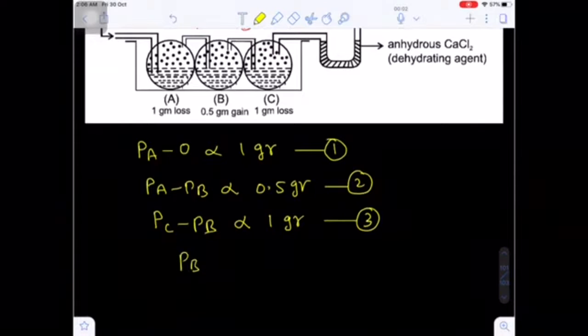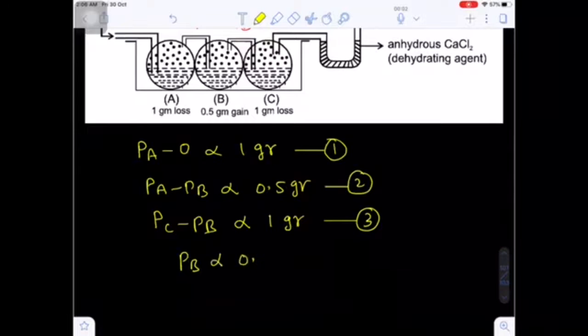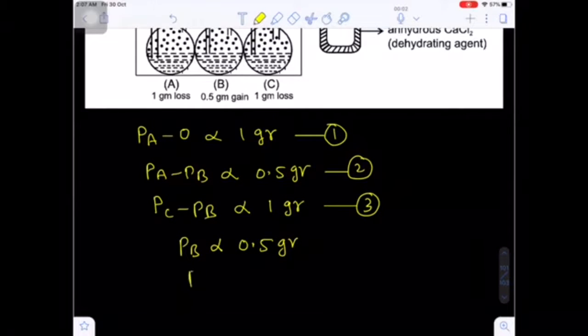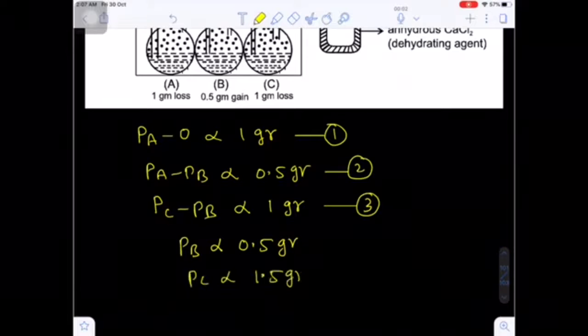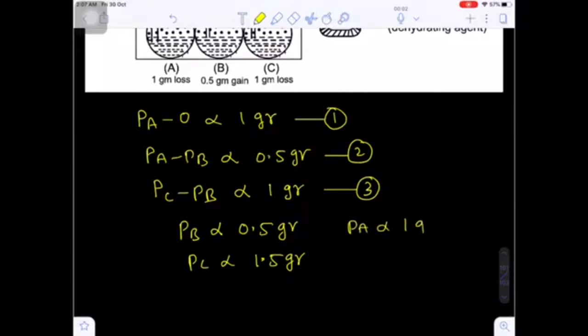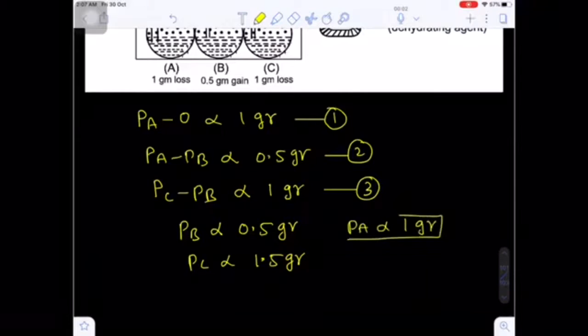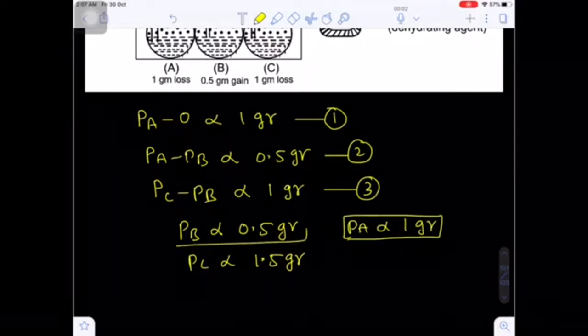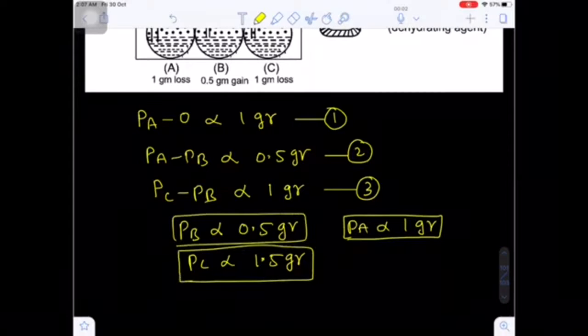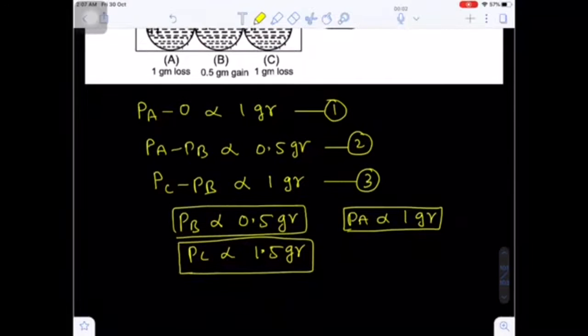So you will get the PB value proportional to 0.5 grams. Okay. Once the PB value is written in equation 3, you will get the PC value directly proportional to 1 plus 0.5, 1.5 grams. Are you getting my point? Now the PA value is proportional to 1 gram. Okay. The PB value is proportional to 0.5 gram and the PC value is proportional to what? 1.5 gram.